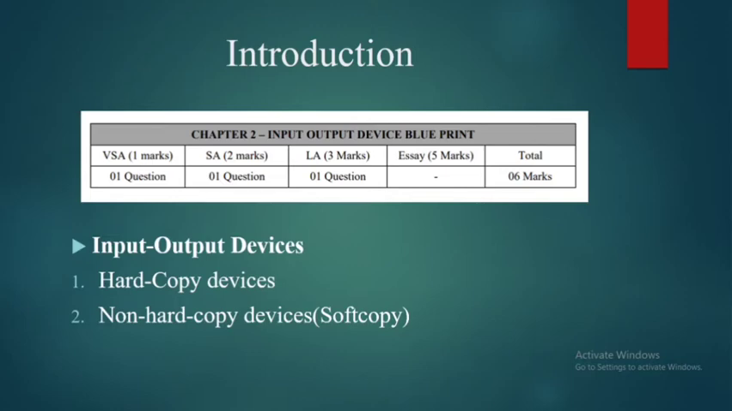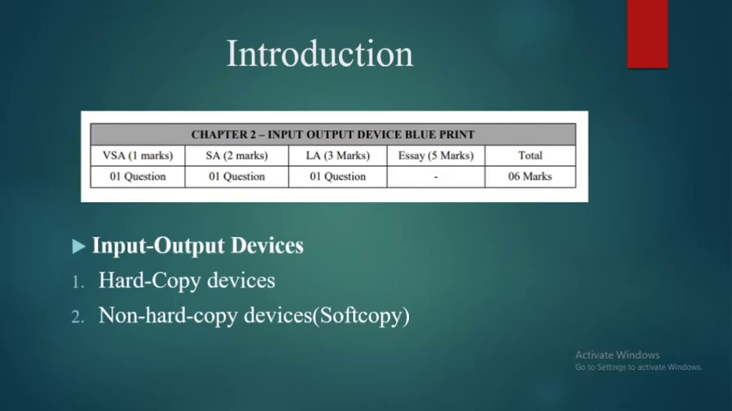why they are essential for our requirement. Here we have two kinds: hard copy devices and non-hard copy devices. Non-hard copy can also be called soft copy. Hard copy devices are those which produce the output on paper or in a permanent form.